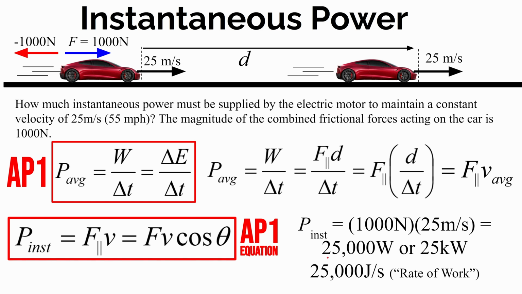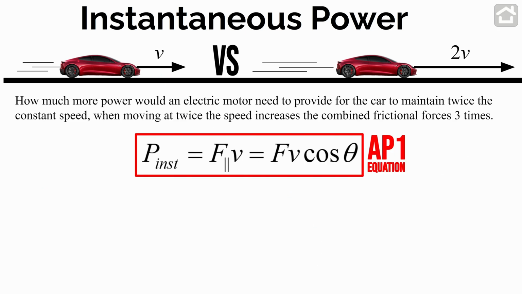So the electric motor would have to provide at any given instant 25,000 watts of power, or 25 kilowatts, that's 1,000 watts, or 25,000 joules each and every second, so this car can maintain the same velocity of 25 meters per second. So now that we have this instantaneous power equation to figure out the rate of work done on a system, let's answer a simple proportional reasoning question.